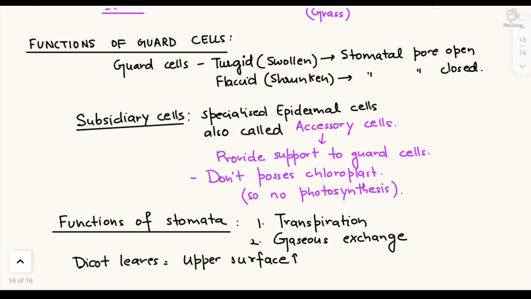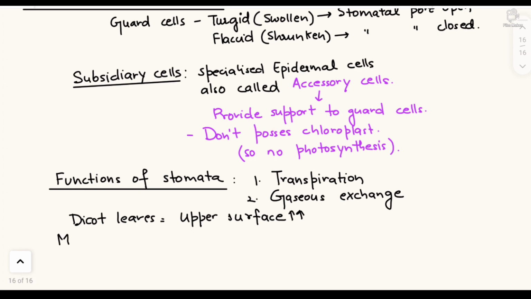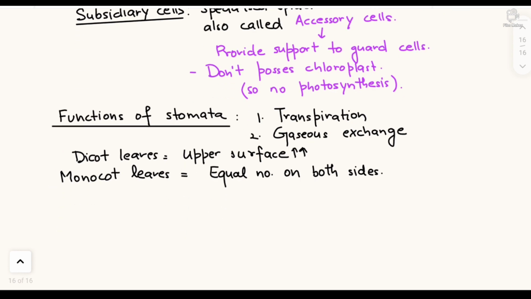The stomata are present in case of dicot leaf on the upper surface, like there is a higher number of stomata on the upper surface of dicot leaves, while in case of monocot leaves there is an equal number of guard cells on both sides of the leaves.